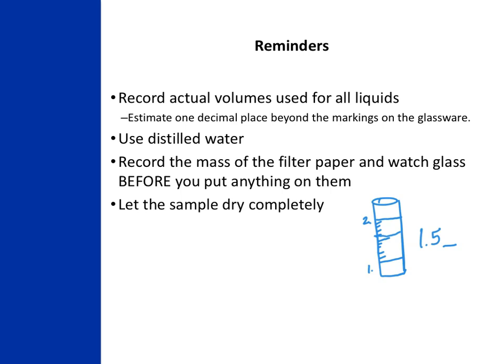If your sample is wet, it will be heavier than you expect and will result in your ending mass being greater than your starting mass, which is not physically possible. It also makes it more challenging to write your lab report, as you'll need to explain this in the future.